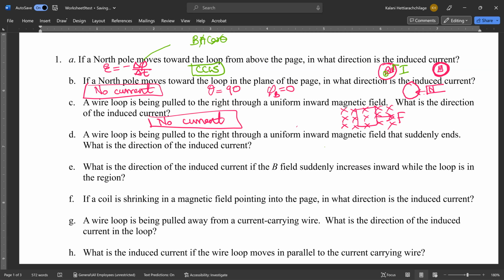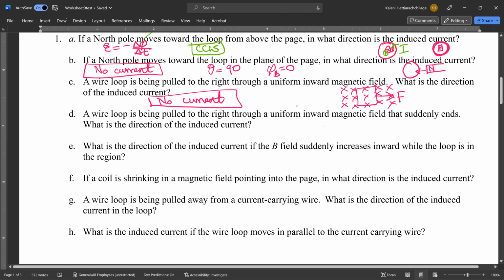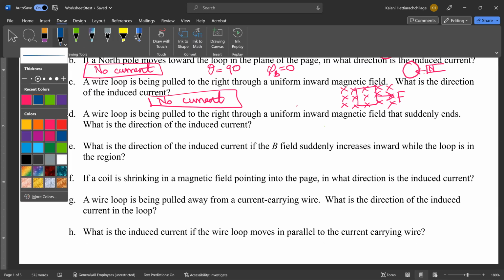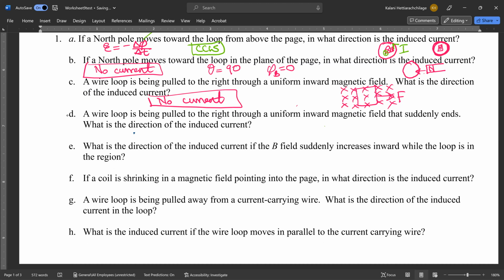Okay. If you are breaking this into the air that doesn't have the magnetic field, that will be different. Okay, we're probably going to have that question at the bottom. So now let's move into part D. Now part D, I have a wire loop being pulled to the right through the uniform inward magnetic field that suddenly ends. So that's suddenly ending. What is the direction of the induced current? Okay, so now we have exactly the same question as part C, but your magnetic field is going to suddenly end.